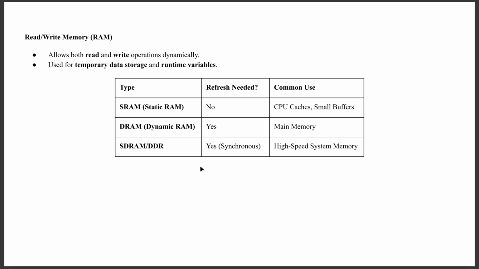Read-write memory, or RAM, always allows both read and write operations dynamically, and is used for temporary data storage and runtime variables. For static RAM, refresh is not needed. It is used commonly in CPU caches and small buffers. DRAM, or dynamic RAM, needs to be refreshed and is usually used in main memory. And then SDRAM or DDR needs refresh as well and is a high-speed system memory.